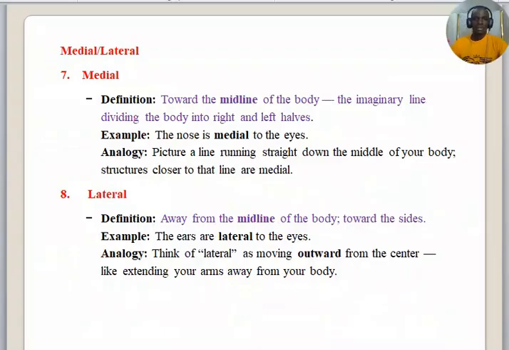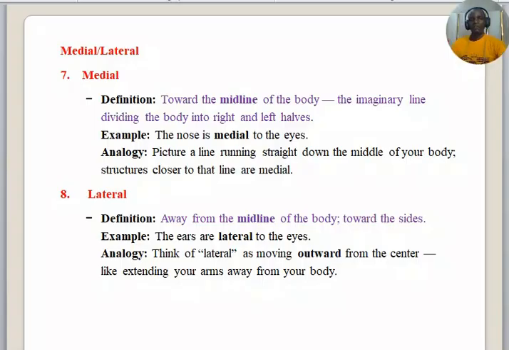Now let's look at medial and lateral. When we talk of medial, it's towards the middle line of the body, the imaginary line dividing the body into right and left half. Example, the nose is medial to the eyes. It's located to the middle part. Picture a line running straight down the middle of your body. Structures closer to the line are medial, where we have the sagittal plane. So when you're moving towards that line, you're moving medially.